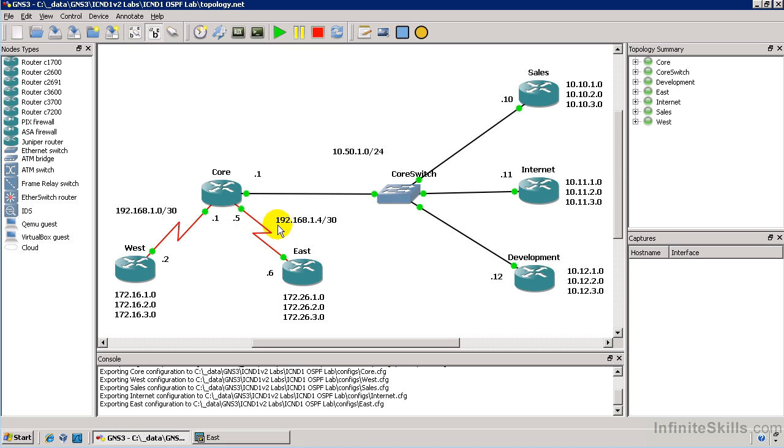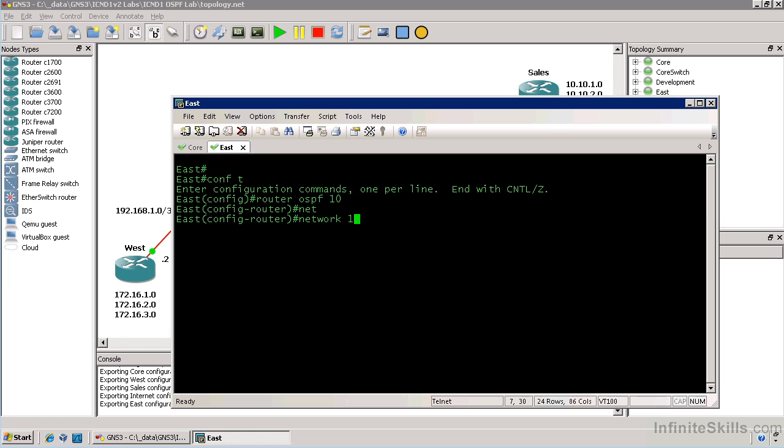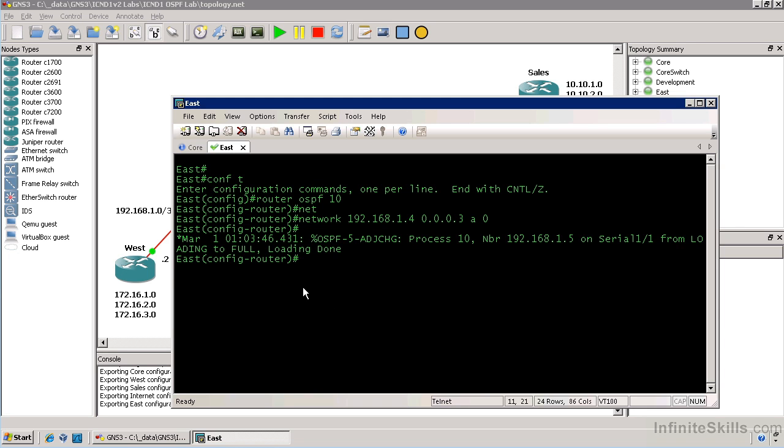So we'll set it up on this 192.168.1.4/30 network. So go to here to east, do config T, do router OSPF 10. We will do network 192.168.1.4, 0.0.0.3, because again it's a /30 subnet mask. Put it in area 0. After just a moment, we should have an OSPF neighbor adjacency, and there it is.